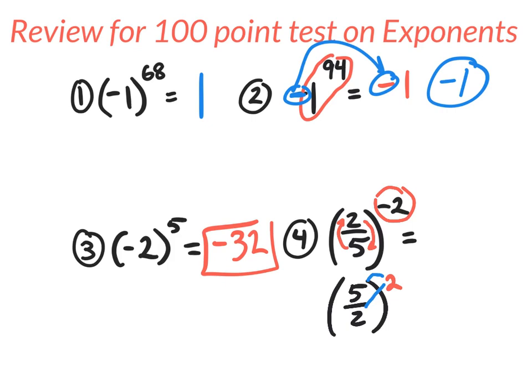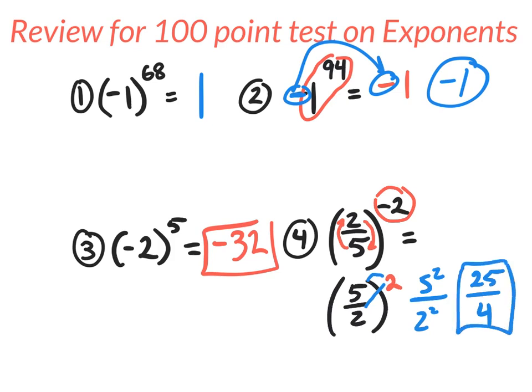Okay, so if you take the 2 and the 5 and flip it, you could change that negative 2 to a positive 2. So inside the parentheses, you could put 5 over 2, and that becomes a positive 2 on the outside. And then you could distribute the power of 2 to the 5 and the power of 2 to the 2. That's rule 3 and 4, right? When you have parentheses with an exponent on the outside, you could distribute it to each term. You have to multiply the powers. So you end up with 5 squared over 2 squared, which ends up being 25 over 4. And that's it. That's your answer, 25 over 4.